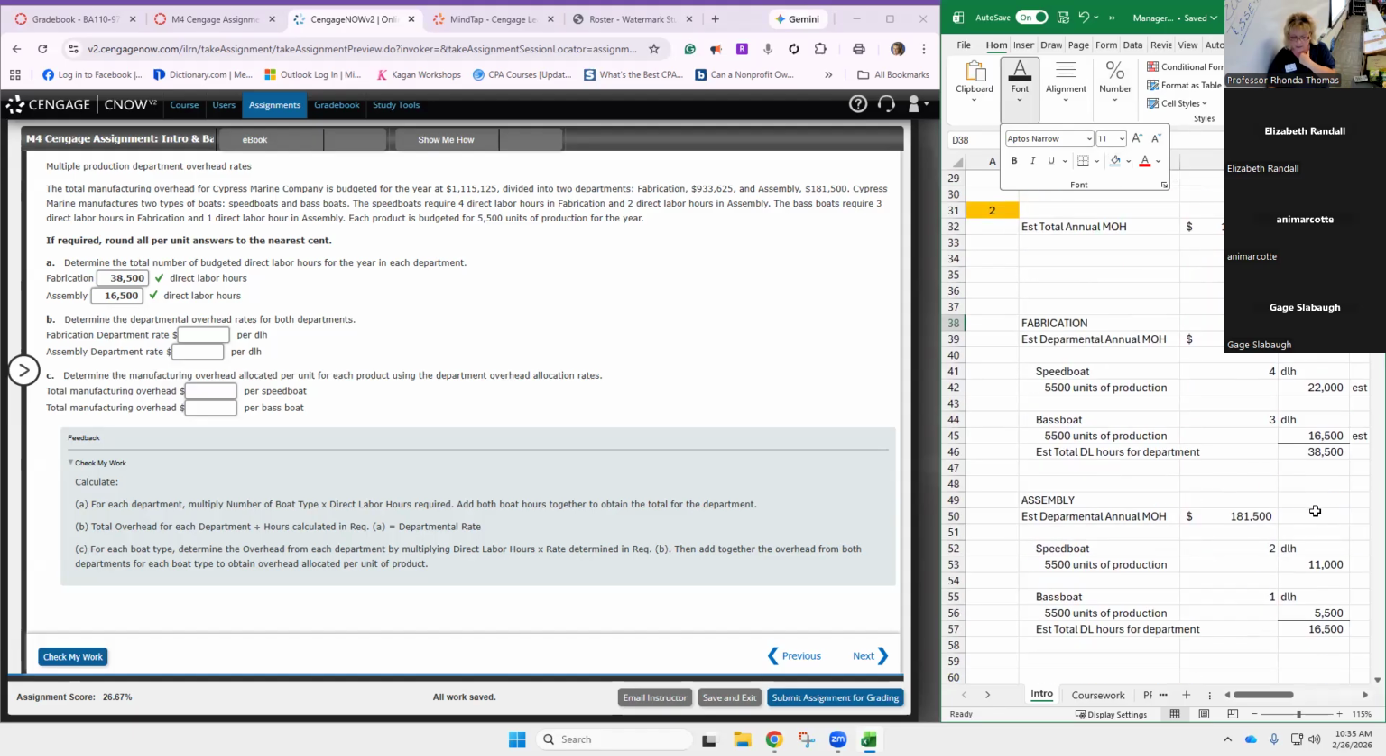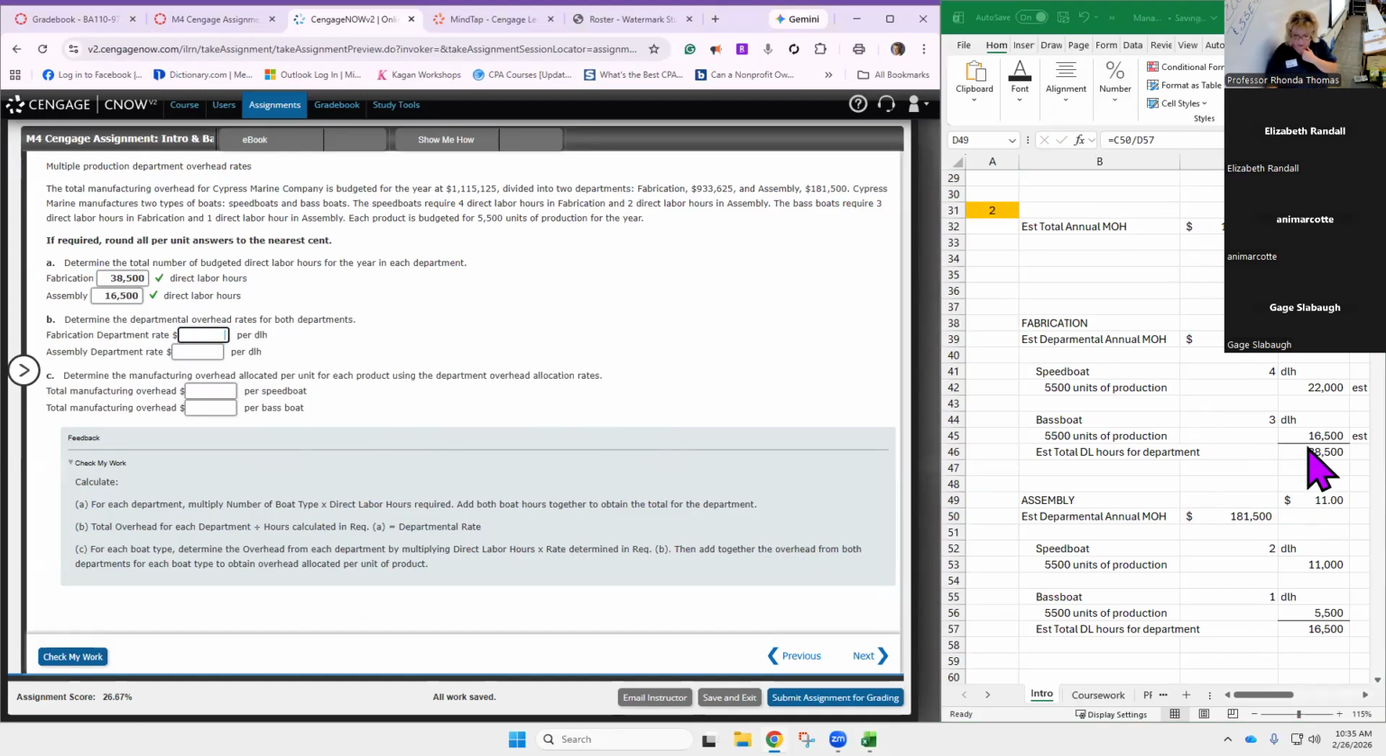Okay, now let's do the same thing for assembly. We're going to take the total dollars in overhead for that department, and we're going to divide by the estimated direct labor hours. So this one is only $11. You say that doesn't seem right. Well, I don't know if it is, but that's what we're calculating to, right?